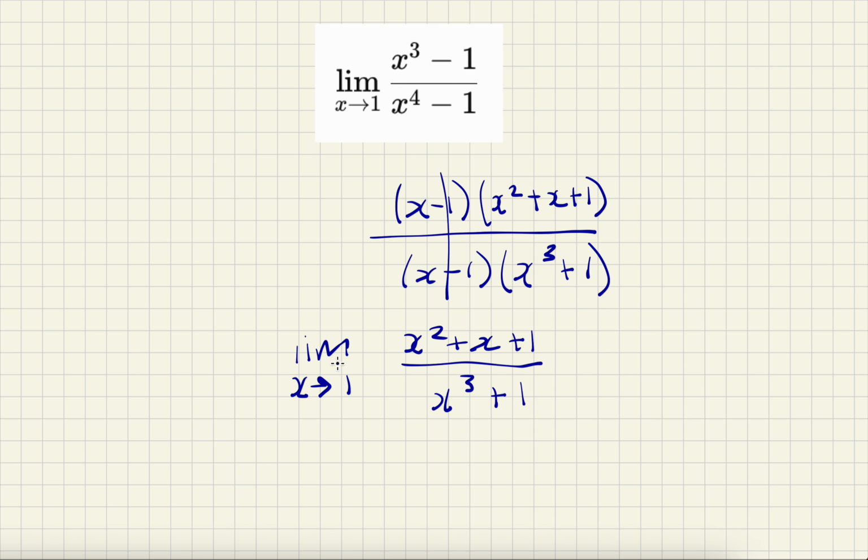And now we can simply substitute 1 into the function. And if you do that, we get 1 squared, which is 1, plus 1, plus 1, which is 3, over 1 plus 1, which is 2. So our final answer is 3 over 2.